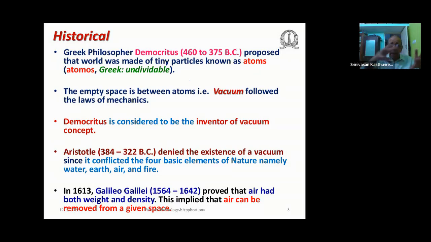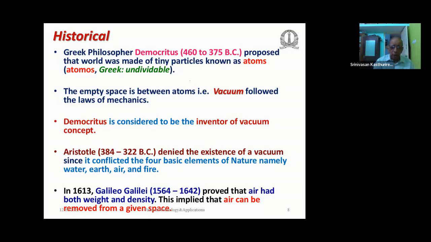Then if there are atoms, what about the empty space between the atoms? That is vacuum. So what they thought was that the empty space between the atoms, you can call it vacuum, and that should follow all the laws of mechanics. Like atoms follow the laws of mechanics, the vacuum also should follow the laws of mechanics. Democritus was considered the inventor of the vacuum concept.